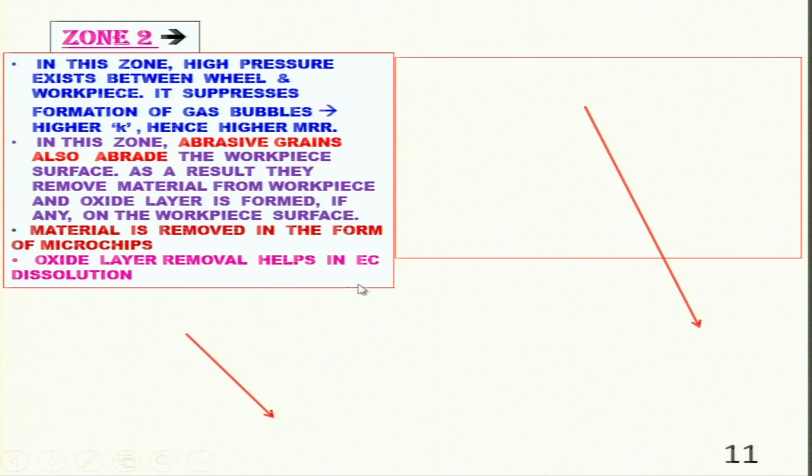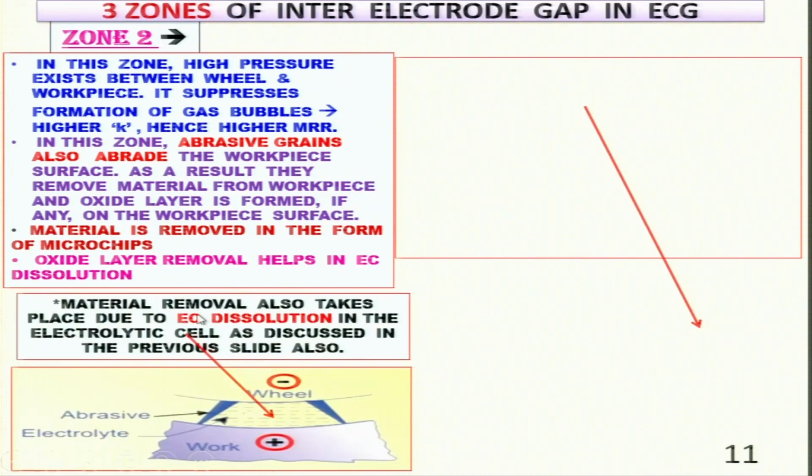Oxide layer removal helps in electrochemical dissolution because abrasion is taking place. It also removes the oxide layer formed in zone 1 as well as zone 2. Material removal also takes place due to EC dissolution in the electrolytic cell. I have told you here also that these are the abrasive particles, this is the electrolytic cell, and material removal is taking place due to electrochemical dissolution as well.